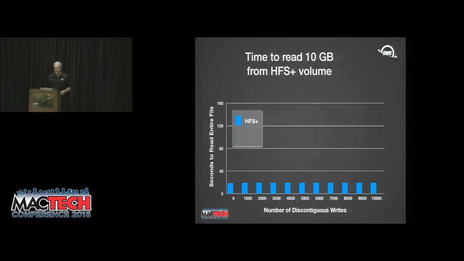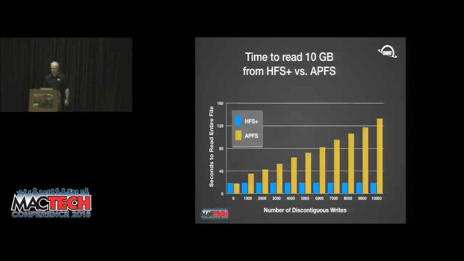Just as a starting point, I ran this test on an HFS volume, and as you'd expect, since we're doing the discontiguous writes right over the original data, there should be no effect, and there isn't. It's the same speed all the way across the board. If I do that instead on an APFS volume, this is what I see. This is a 10 gig volume. It goes up roughly 15 seconds for every 1,000 discontiguous writes.